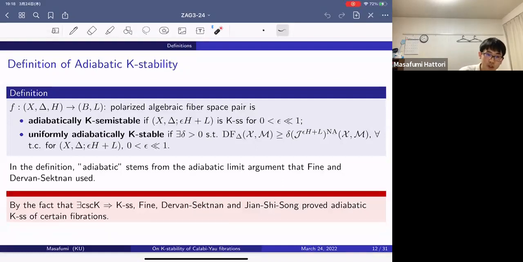The definition of adiabatic stability stems from the adiabatic limit argument that Fine and Dervan-Sektnan applied. And we remark that, by the fact that existence of a cscK metric implies K-semistability of polarized varieties, Fine, Dervan-Sektnan, and Hattori proved adiabatic K-semistability of certain fibrations.